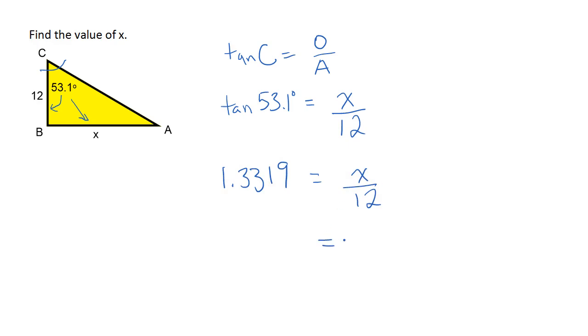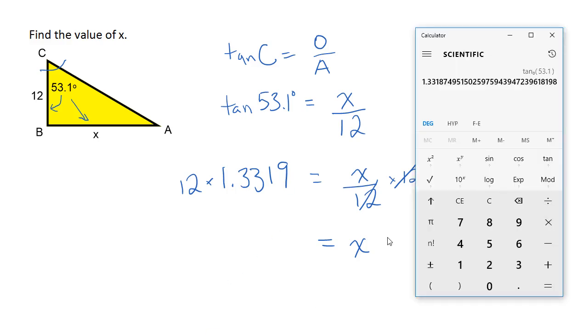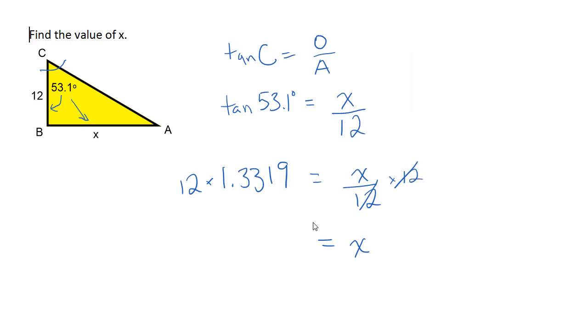Now in order to get the x by itself, we're going to multiply both sides by 12. That way these 12s will cancel, and we'll just be left with an x. And so 12 times 1.3319. Seeing as that decimal number is still in my calculator, I'm just going to hit times 12. That way I didn't really round it at all. And you can see it's 15.98, which is very, very close to 16. Therefore, x must be about 16. Okay, so x equals approximately 16.